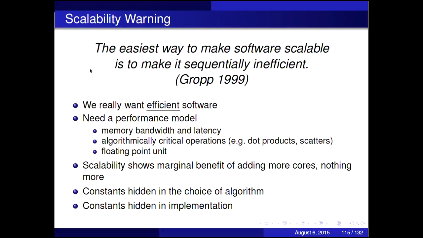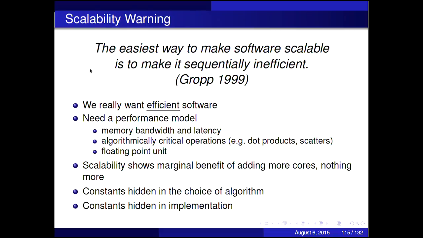We want efficient software. So fundamental to that is you need a performance model for the calculation that you're doing. What this means is an understanding of the memory bandwidth and latency, the flop rate of the machine, like the floating point units, and the reduction operations that occur across the machine. You have to have a model for all of these things.